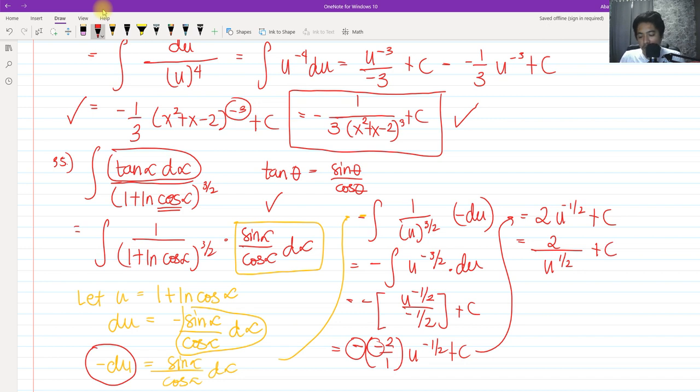Of course, if you're going to substitute it back, we have 2 all over u. What is the u? The u is actually 1 plus ln of cosine of alpha, raised to 1 half, plus c.